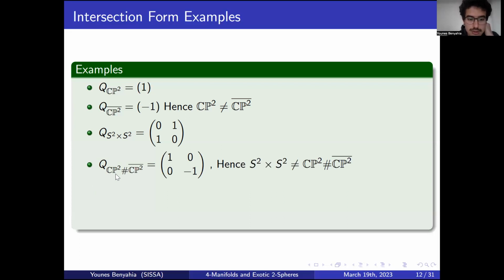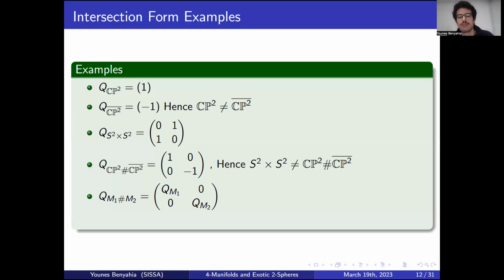On the other hand, Q of CP2 connected sum CP2 bar is going to be 1, 0, 0, -1. So these are other manifolds that both have the same second homology, but their intersection forms are different, so they are different manifolds. Actually, CP2 connected sum CP2 bar is an S2 bundle over S2. So this also gives us a differentiation between the two S2 bundles over S2.